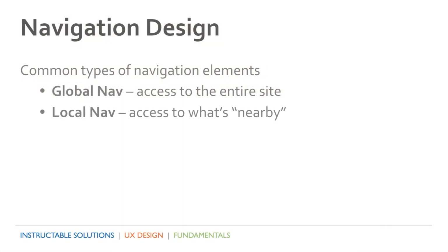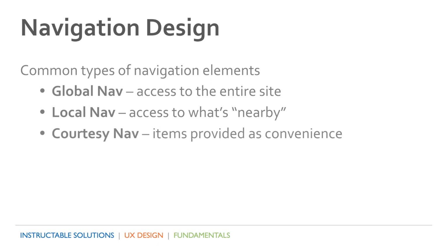The next one is one we call local nav. This local navigation gives us access to things that are nearby what we're looking at. They typically appear on interior pages where we've already decided on a specific category or topic. Courtesy nav are items provided as convenience. They're not necessarily in a very prominent area, but they're mostly expected in those places. And more about that in the next slide.